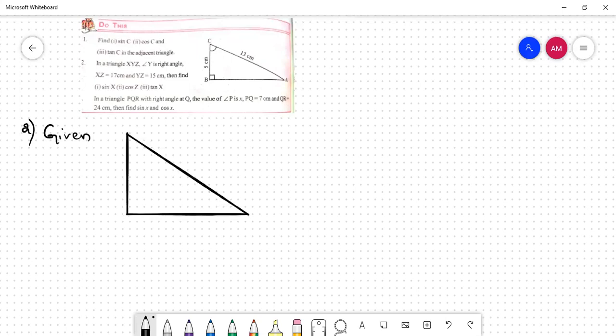Okay, what is that? A, B, C. We have a right angle at B. They gave hypotenuse is 13 centimeters and BC, sorry, this is not the question, no? This is not the question. Let me erase that.